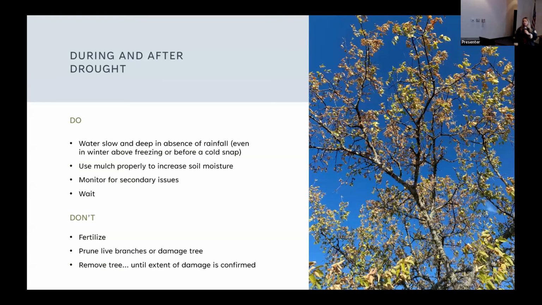Okay, back to drought. So what to do? Water slow and deep in absence of rainfall, even in the winter, if we're still in a drought, when it's above freezing.